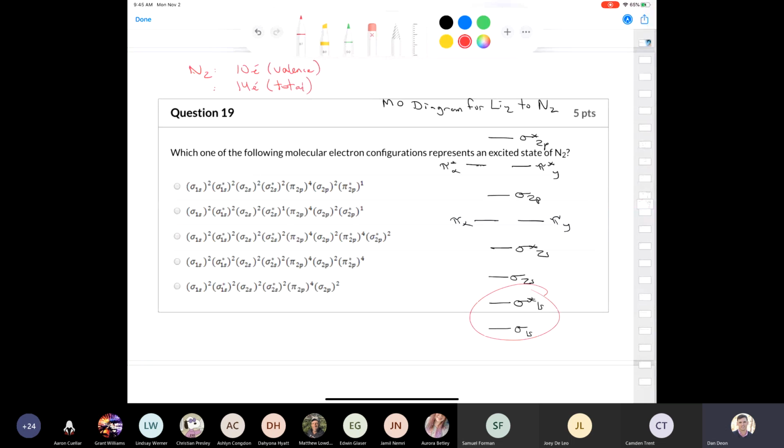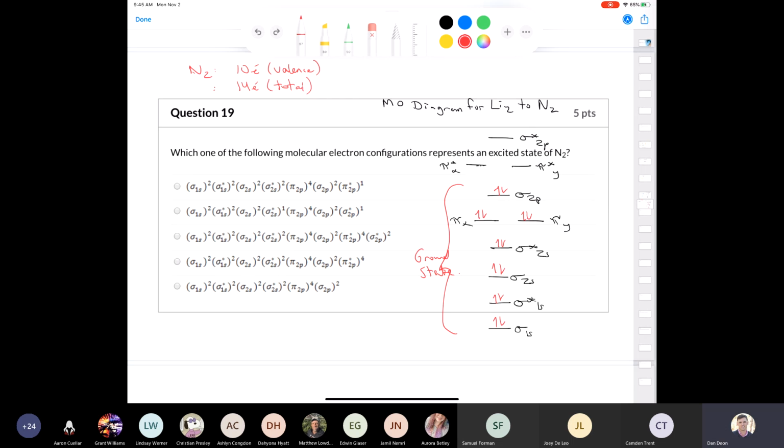7 times 2 gives me 14, and that's for total. Again, we have to include these 2 molecular orbitals because they're included in the electron configurations that are given as possible answers. So let's fill in our 14 electrons: 1, 2, 3, 4, 5, 6, 7, 8, 9, 10, 11, 12, 13, 14. The one I have drawn here is called the ground state. An excited state means that one of these electrons has been put into a higher molecular orbital.